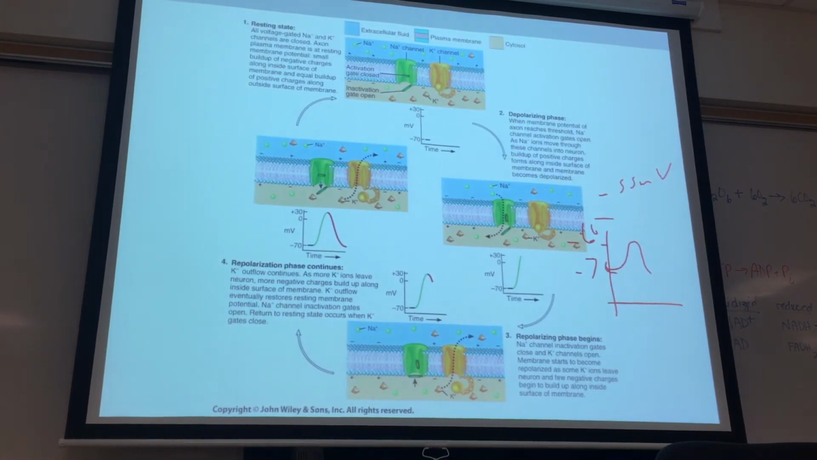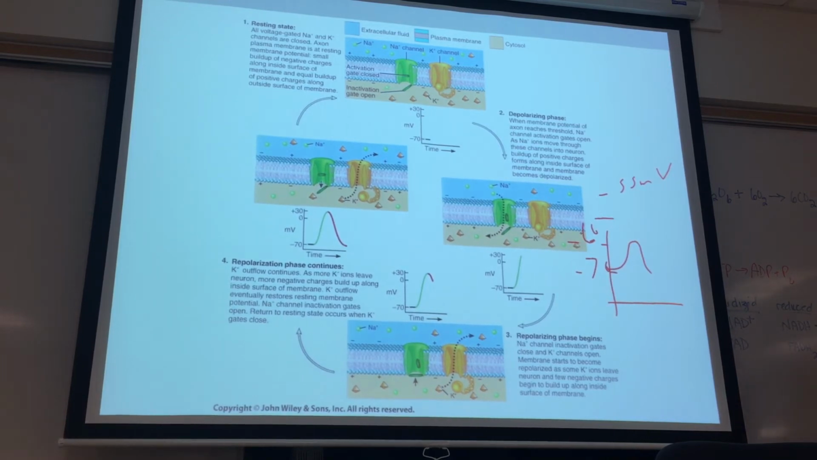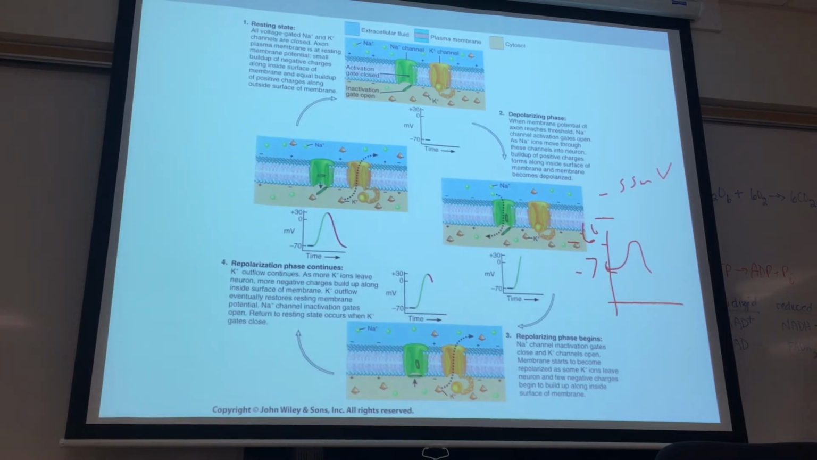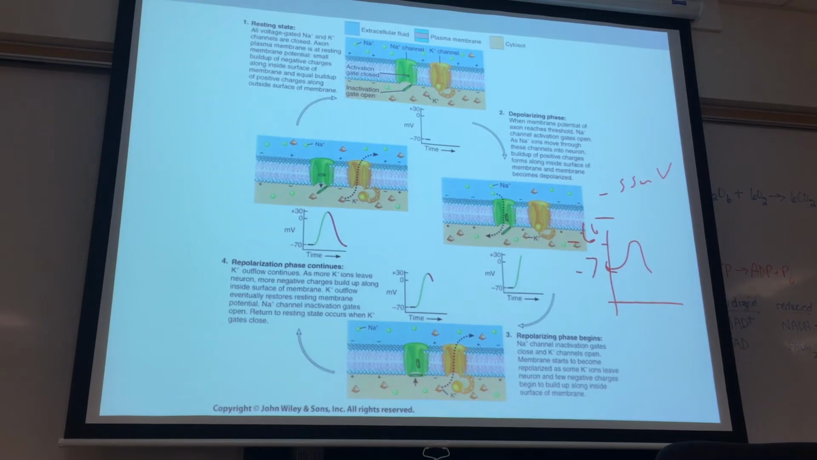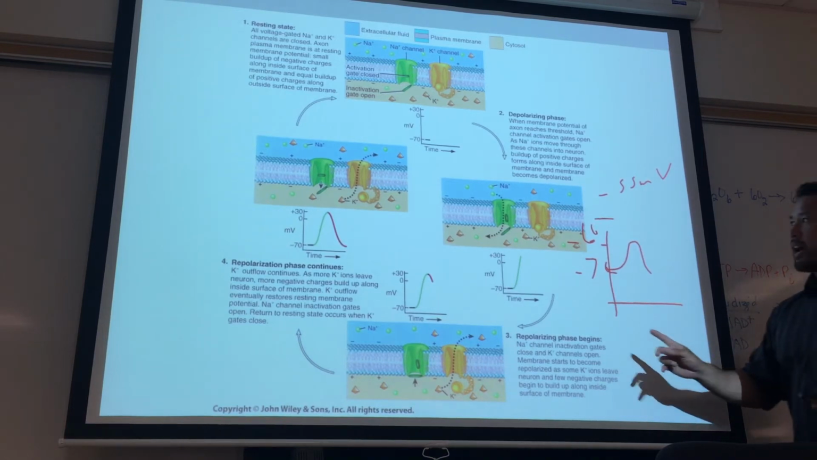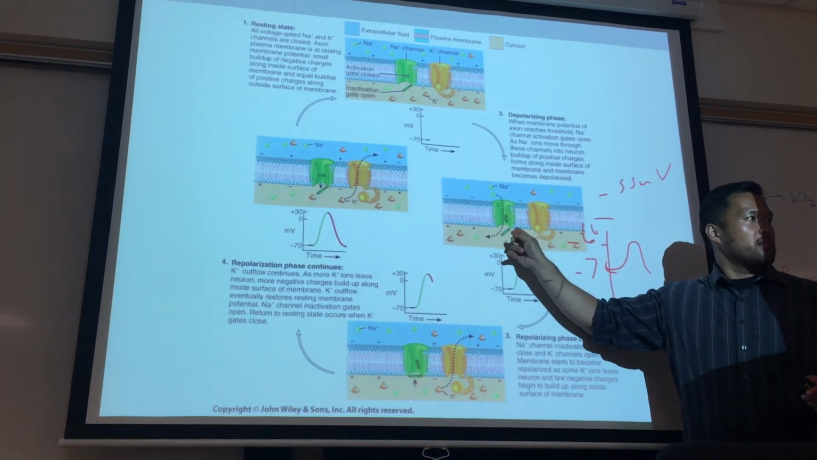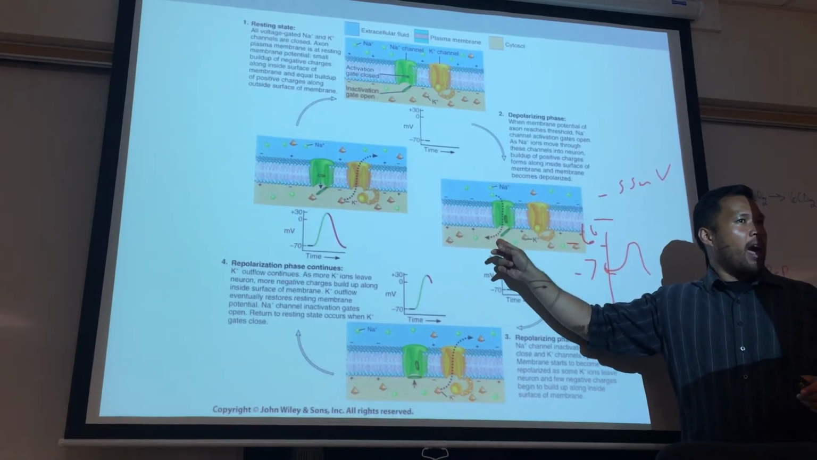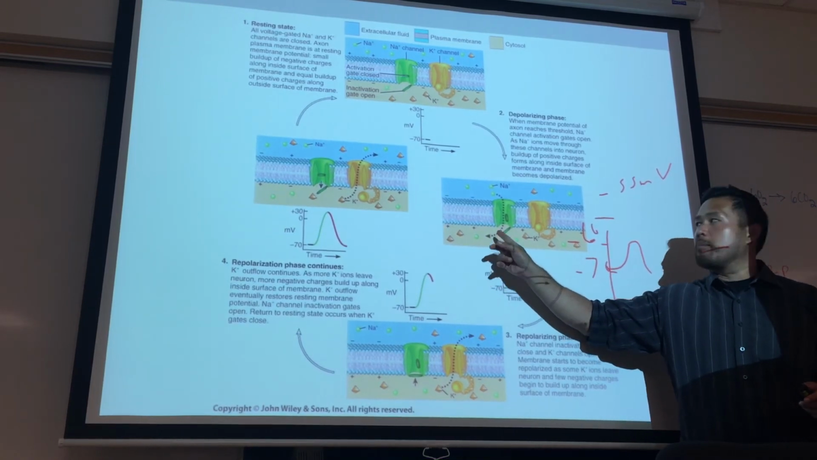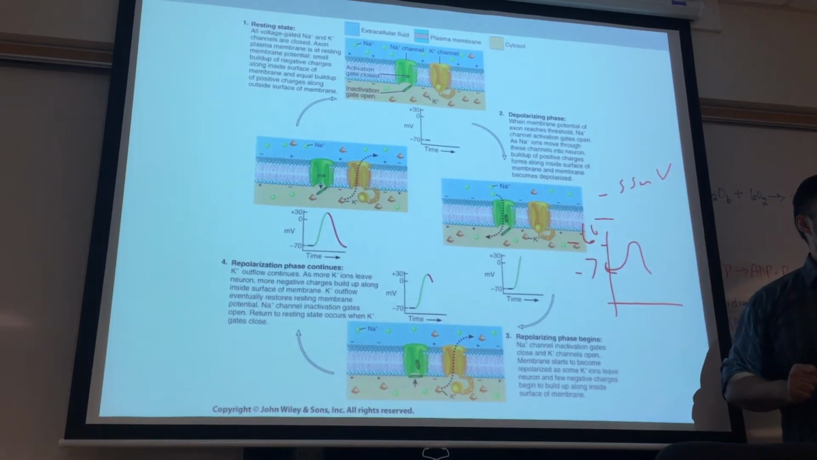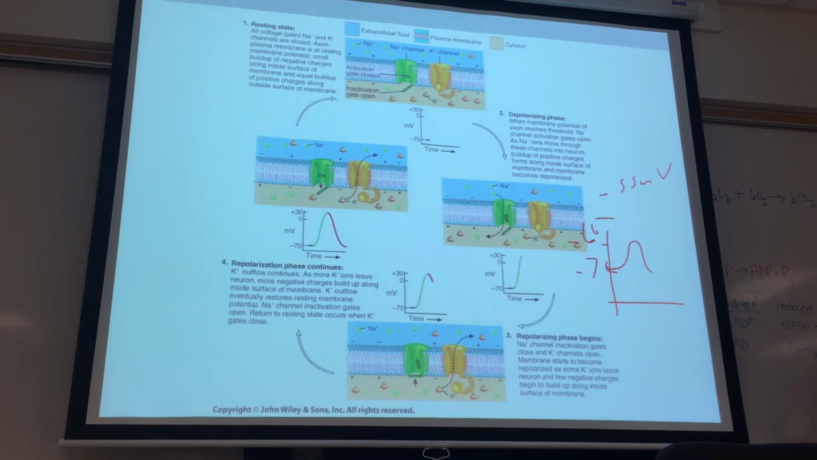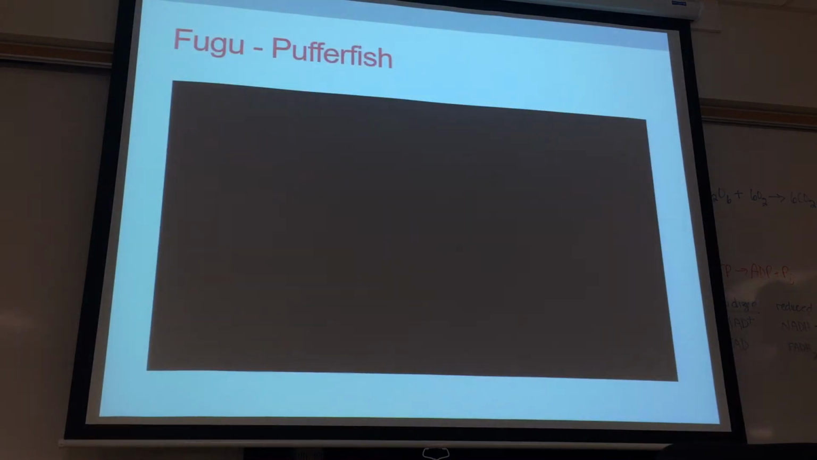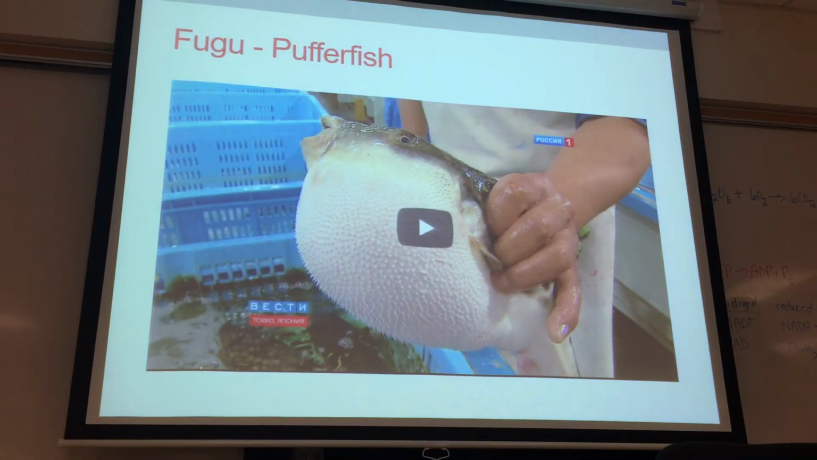So now, as I mentioned earlier, I mentioned all these things about channels. I want to leave you with a couple videos. Because, as I mentioned earlier, diseases can be tied into the breakdown of channels. And it might not just be a genetic mutation of any kind. It can be a toxin, just like we learned about tetanus. And one of the toxins is called fugu, pufferfish.